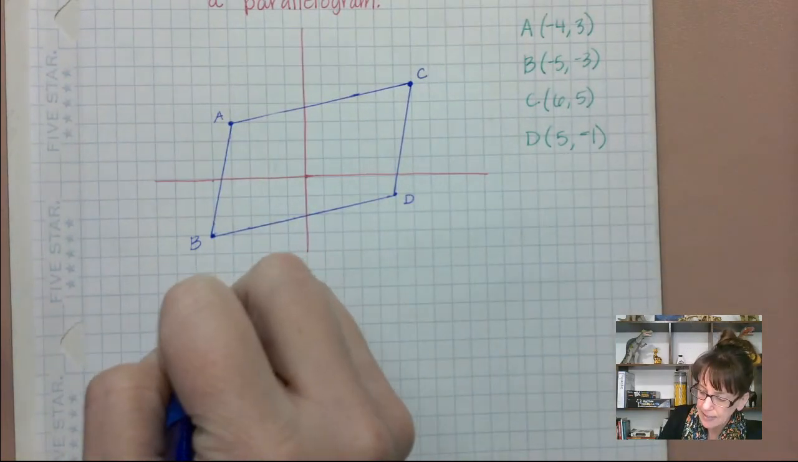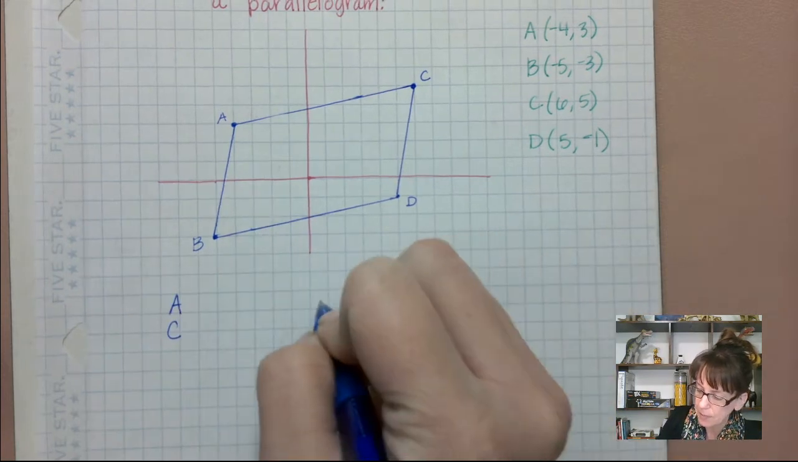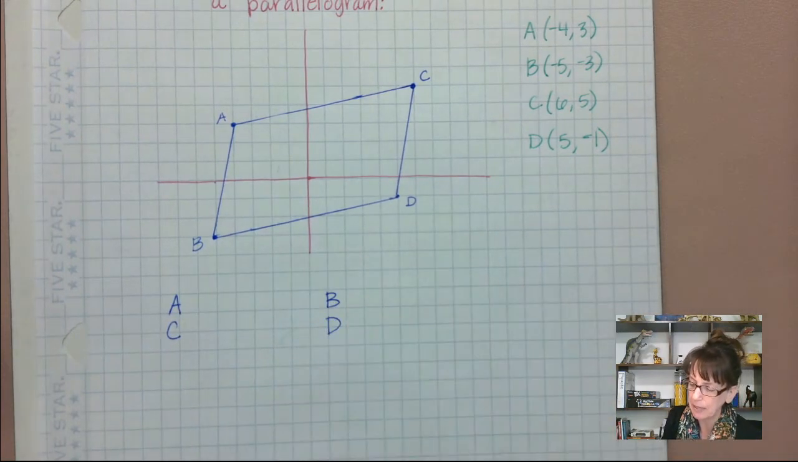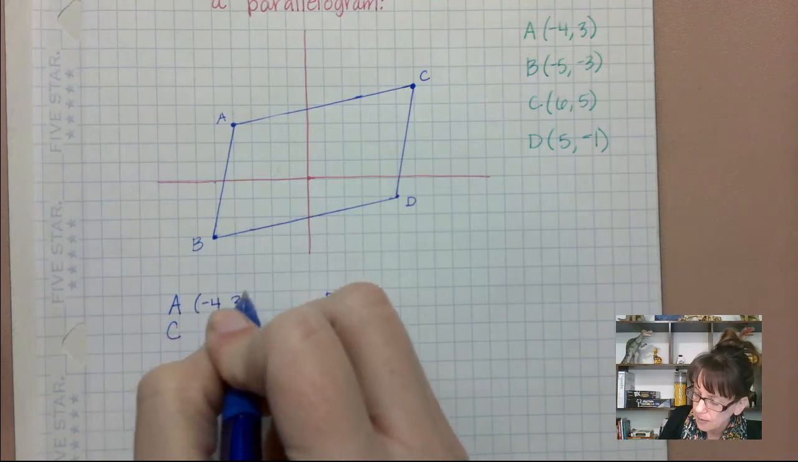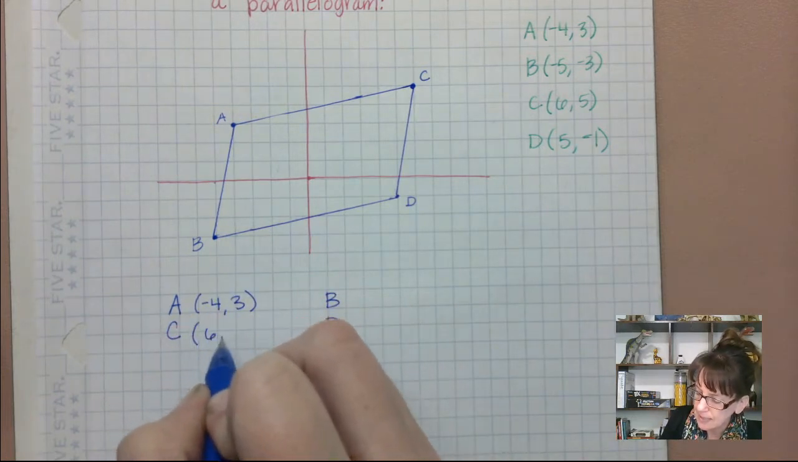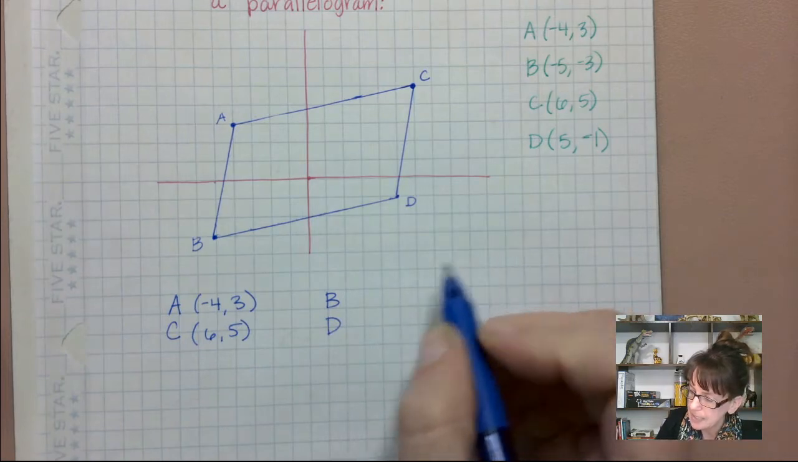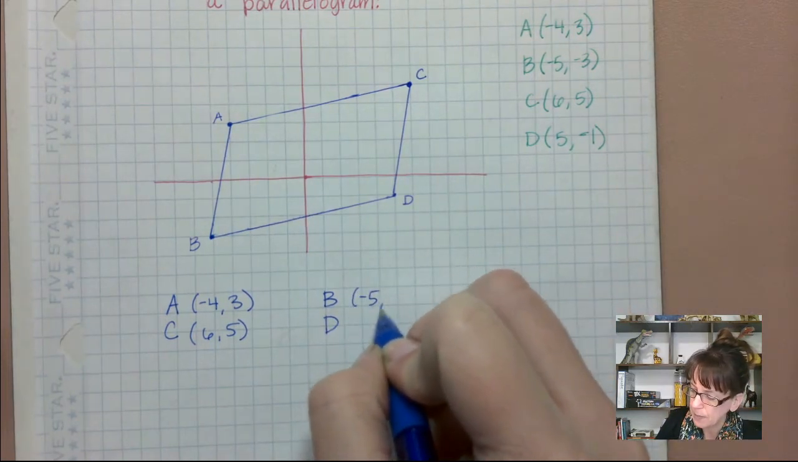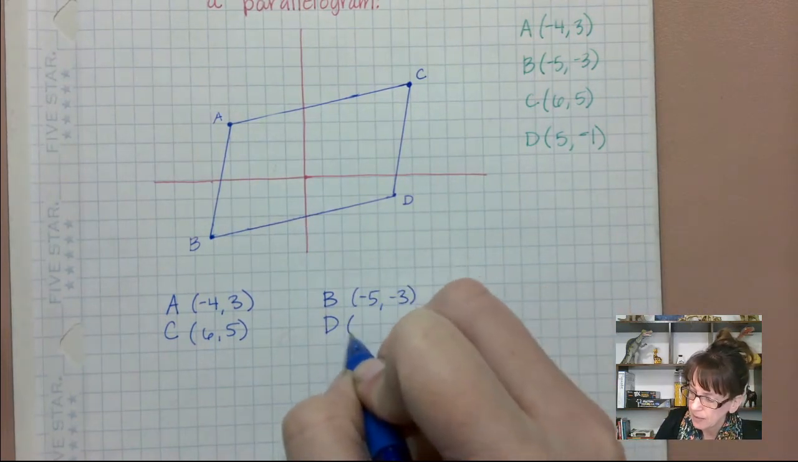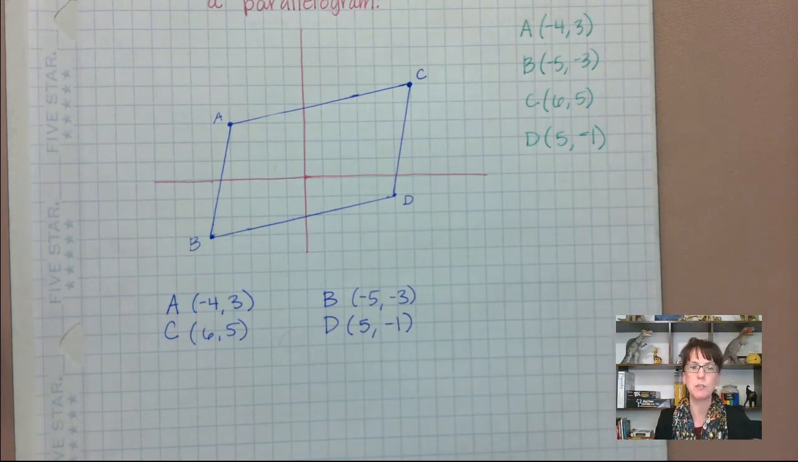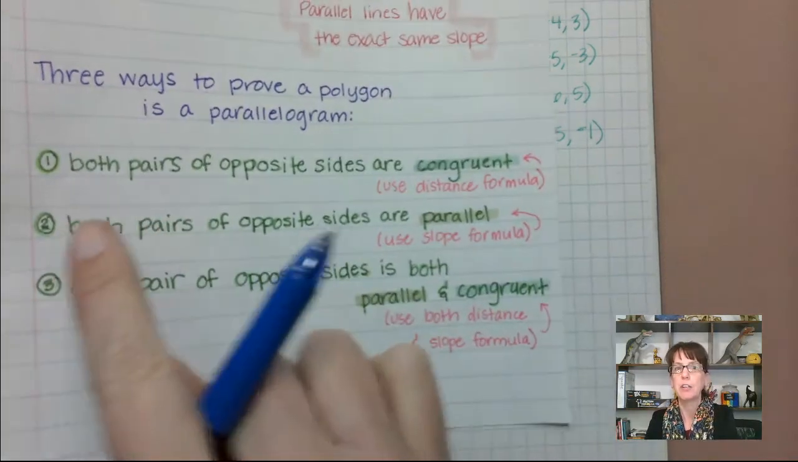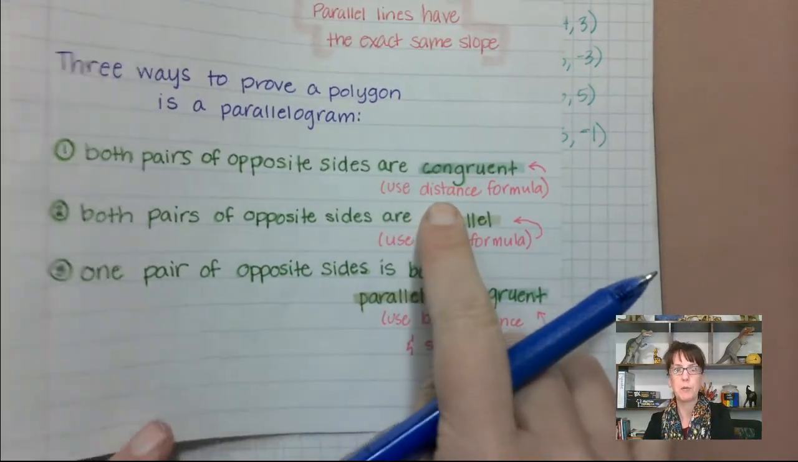So AC and BD, and I'm going to rewrite these points here. A is negative 4, 3, and C is 6, 5. B is negative 5, negative 4, and D is 5, negative 1. So remember I said that you could do this three different ways. You could use just the distance formula and prove both pairs of opposite sides.